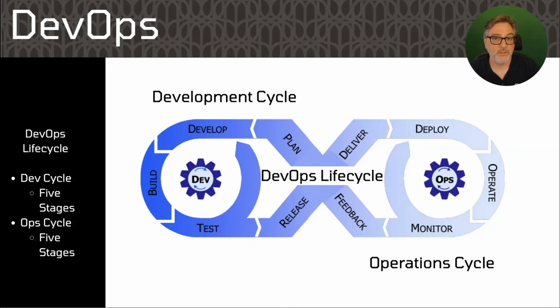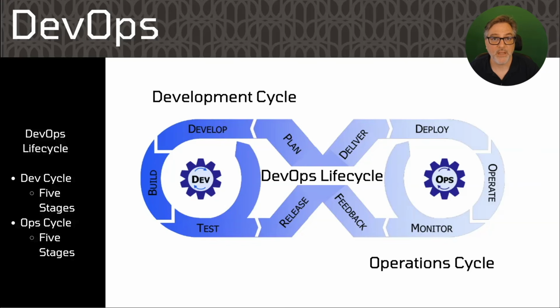Now, in the DevOps universe, this is typically done in sprints, where you'll develop, build, and test, develop, build, and test. And eventually you'll have something that's ready for release. And in fact, you may have a release candidate. The release candidate begins to exit the development cycle and enter the operations cycle.